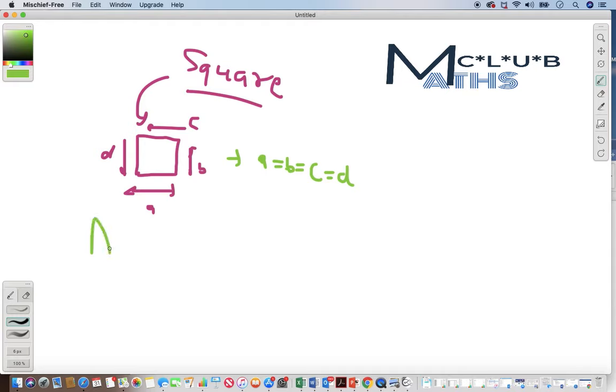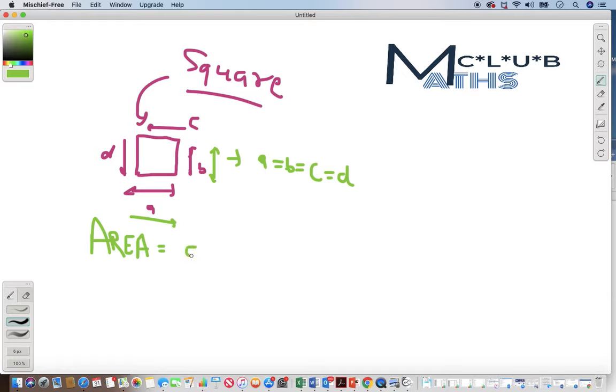Let's talk about the area. What exactly is the area of a square and how to calculate it? The area of a square is pretty simple. It is your length into width, or length into height, or length into breadth, whatever you want to say.